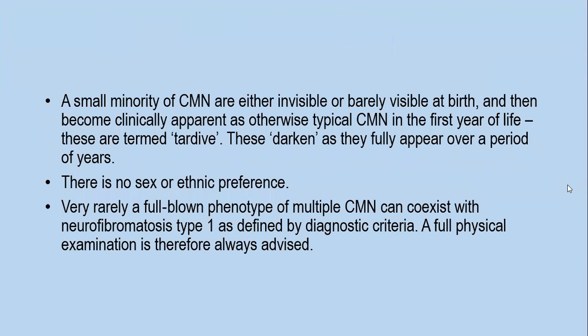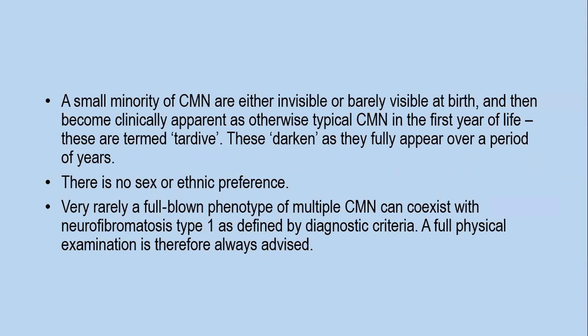A small minority of congenital melanocytic nevi are either invisible or barely visible at birth, and then become clinically apparent as otherwise typical CMN in the first year of life, which are therefore termed tardive, slow to develop. These darken as they fully appear over a period of years. There is no sex or ethnic preference.